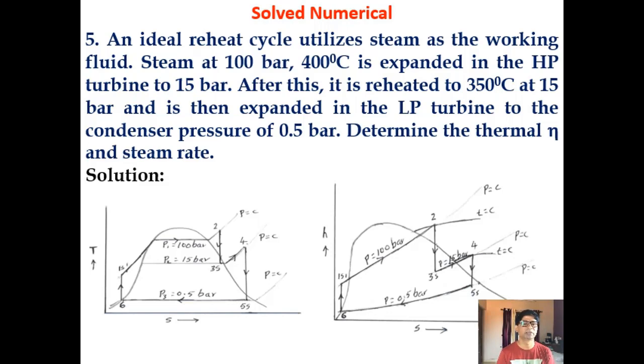Okay, interesting. An ideal reheat cycle utilizes steam as the working fluid. Steam at 100 bar and 400 degrees Celsius. So the pressure here in the boiler is 100 bar and the temperature at point 2 is 400 degrees Celsius. It is expanded in the HP turbine to 15 bar. So 2 to 3s is the first expansion in the HP turbine, and the pressure at the end of the expansion is 15 bar.